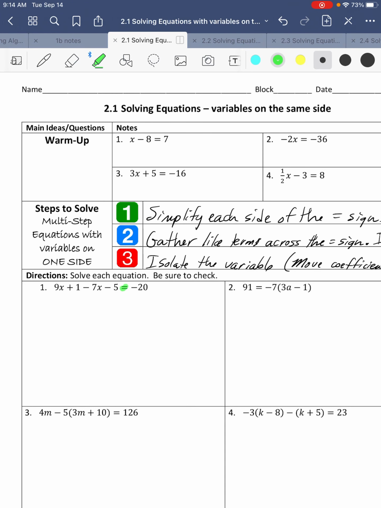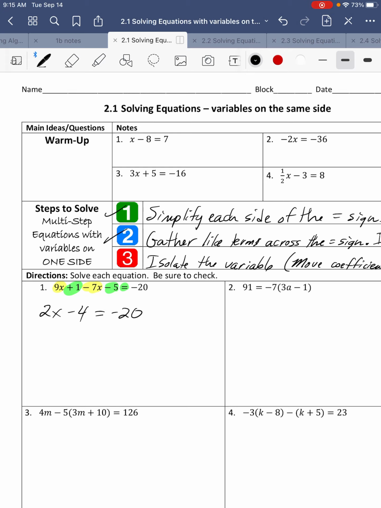So we have, look at your equal sign. We're going to go to the left side of the equal sign. What are like terms? 9x minus 7x is 2x. Other like terms, positive 1 minus 5 is negative 4, so minus 4 equals, and the right side of the equal sign is already simplified, negative 20. At this point, the first step of number one is done.